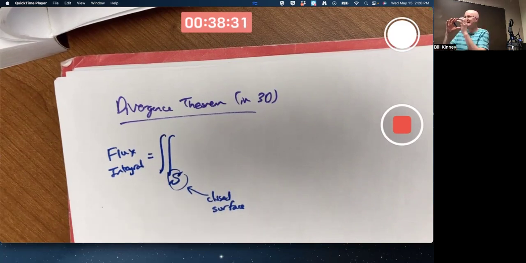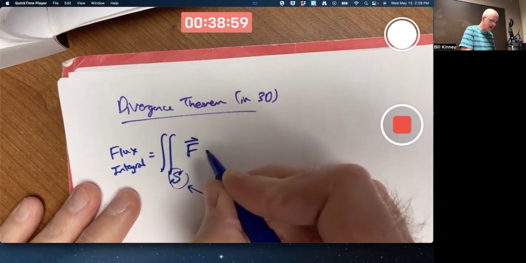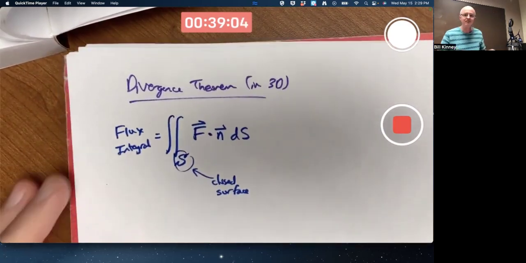The closed surface idea here is the surface, two-dimensional surface, encloses a three-dimensional volume. It's not like just one plane or one triangle like we just did. It could be a tetrahedron made up of sides that are four triangles. That would be a closed surface enclosing a certain volume. The flux integral is of the vector field F, written like this.